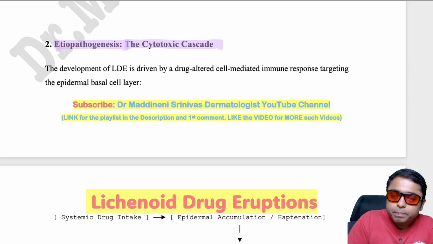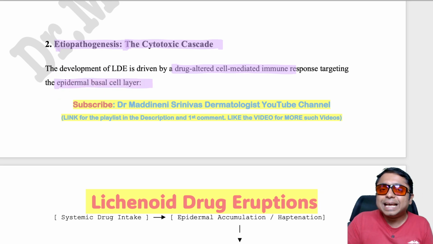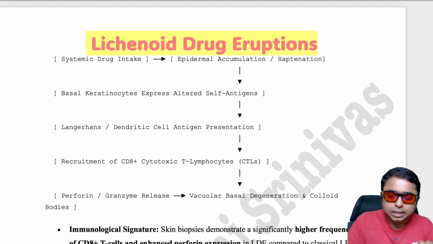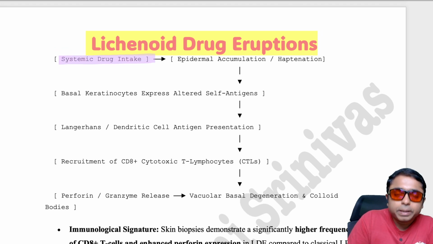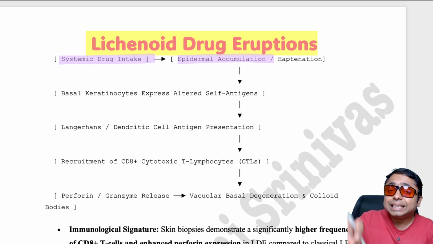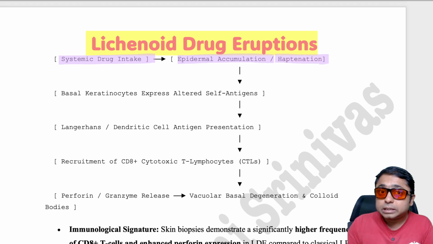The development of the drug eruptions is driven by a drug-altered cell mediated immune response targeting especially the epidermal basal cell layer. Not only the basal cell layer, the other layers are also going to be affected. How are they going to be affected? What is the reason? We are going to see this in this flow chart. The basic problem is the systemic drug intake. It is going to cause the accumulation of the drug in the epidermis, and that drug molecule is going to be very small. It is going to act as a hapten. What is a hapten? It is an incomplete immunogenic particle.